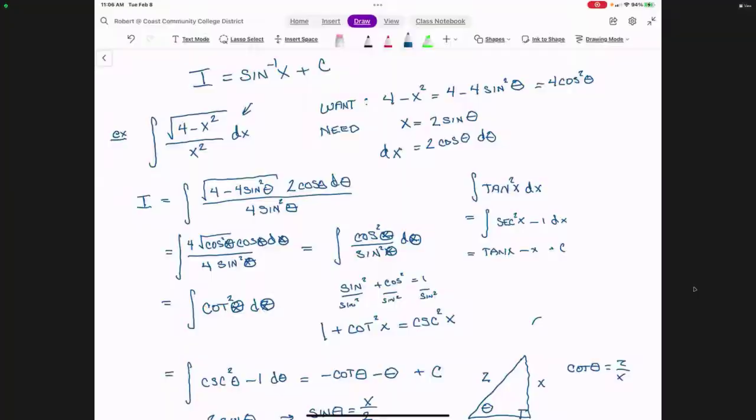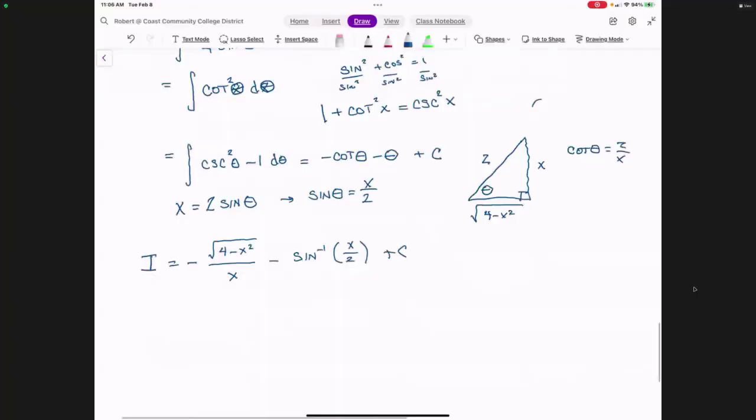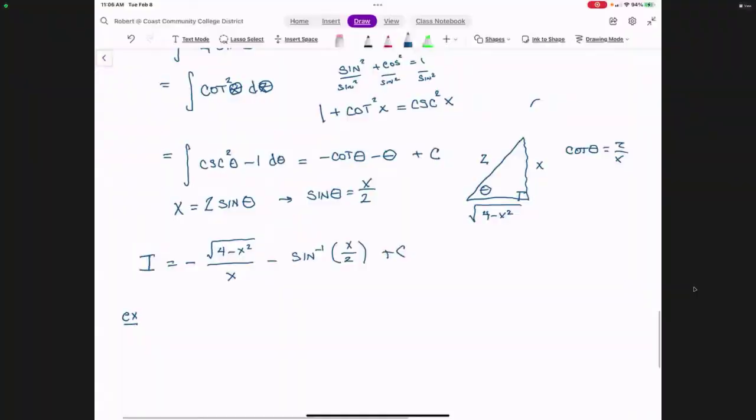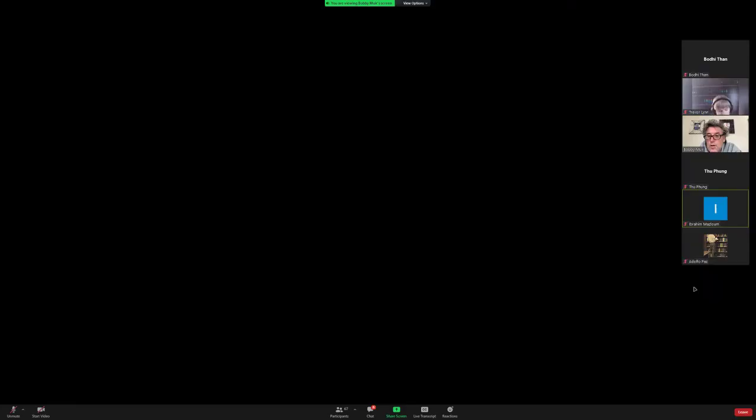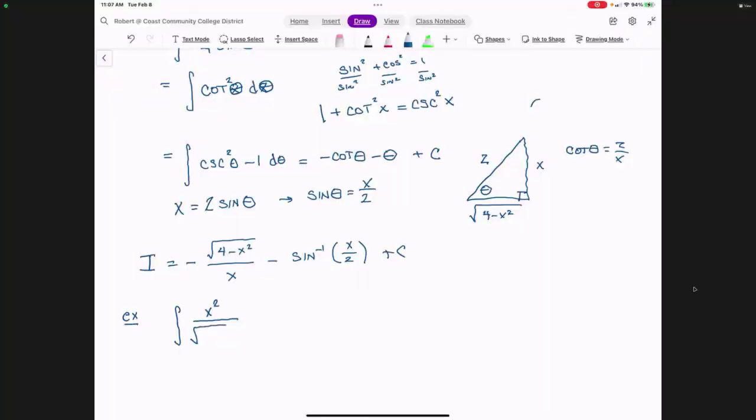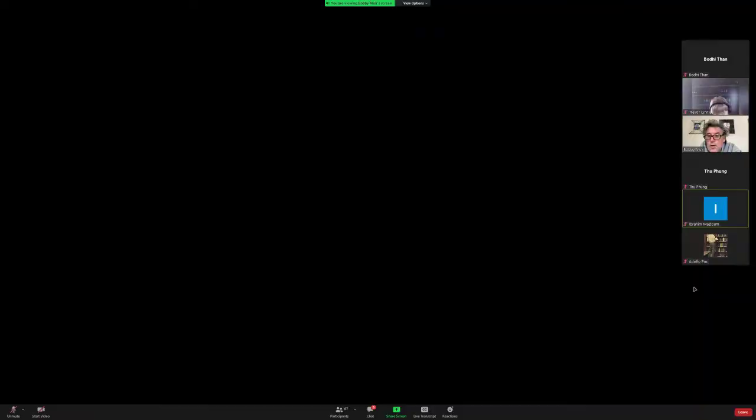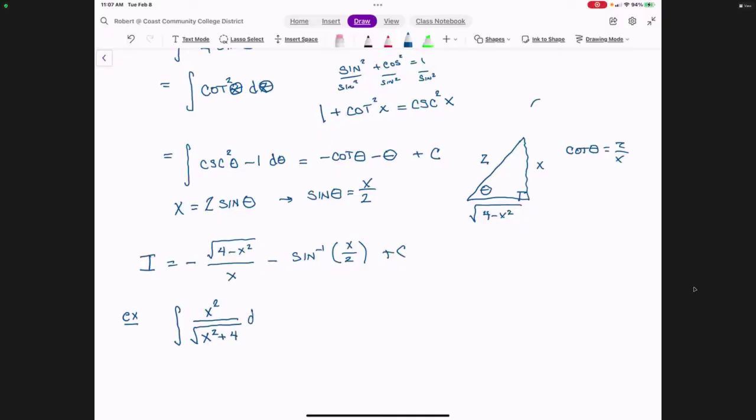And we decided what we needed. You don't have to do it like that. You can just manually try to figure it out. Let's try this one here. The integral of x cubed over the square root of x squared plus 4.